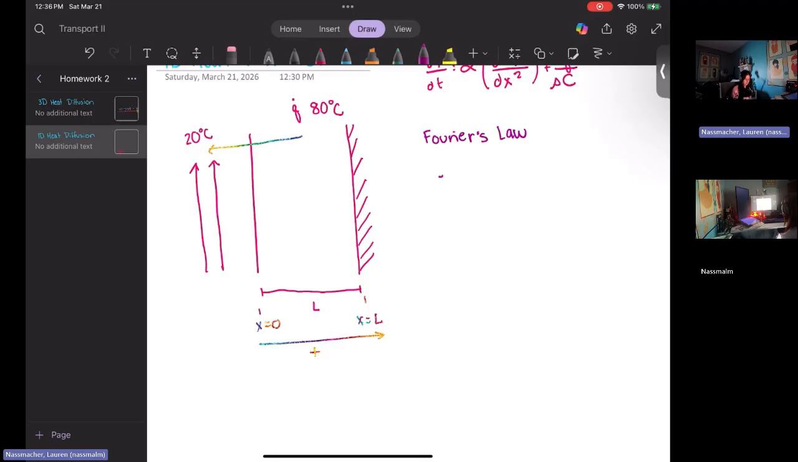Fourier's law, in this case, will be negative heat flow since it's flowing in the negative x direction, and that's going to be equivalent to our negative thermal conductivity multiplied by our area multiplied by the change in temperature over the change in position. Now you want to remember there's a cross-sectional area, A, and so it's our negative heat flow at the length multiplied by the cross-sectional area, and that is equivalent to our thermal conductivity multiplied by our area multiplied by the change in temperature over the change in distance.